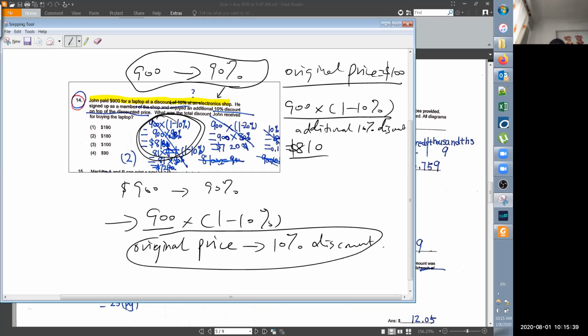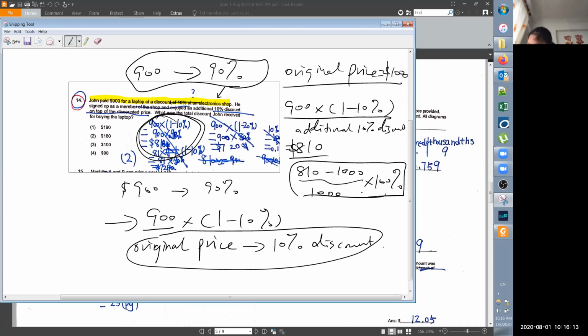Okay. Now it says what? It says what was the total discount John received for buying the laptop. So to find the total discount, what you do is you just take your final price 810 minus the original price, which is 1000. So it's 1000, not 100. So can you help me figure this out? That will give you the total discount.